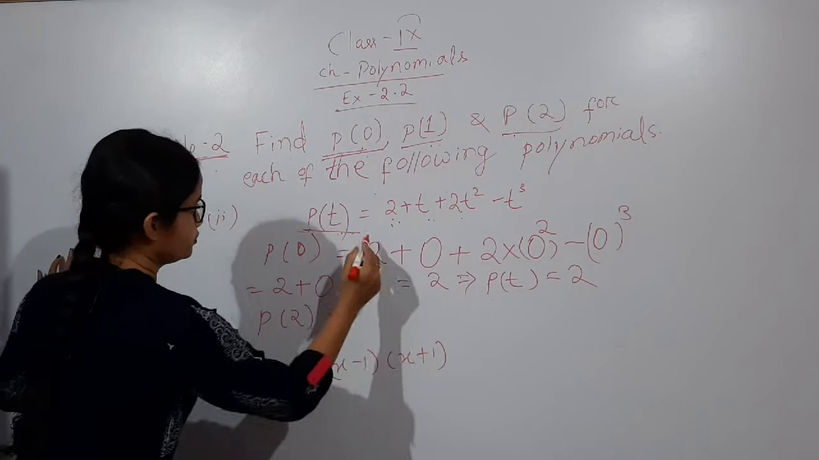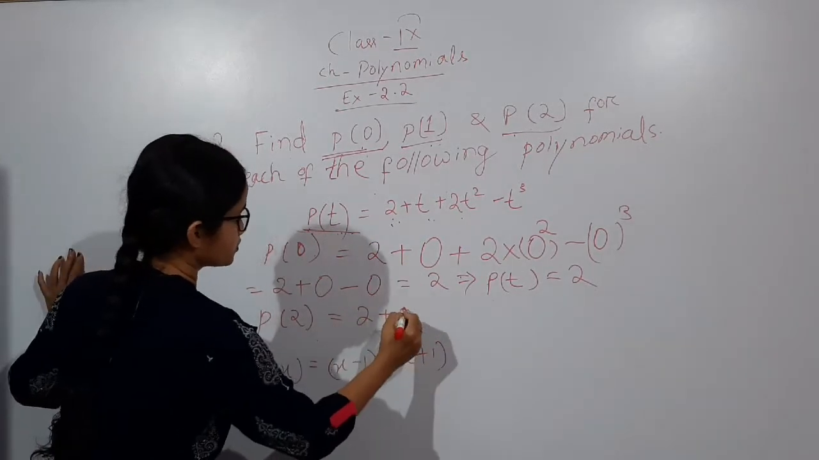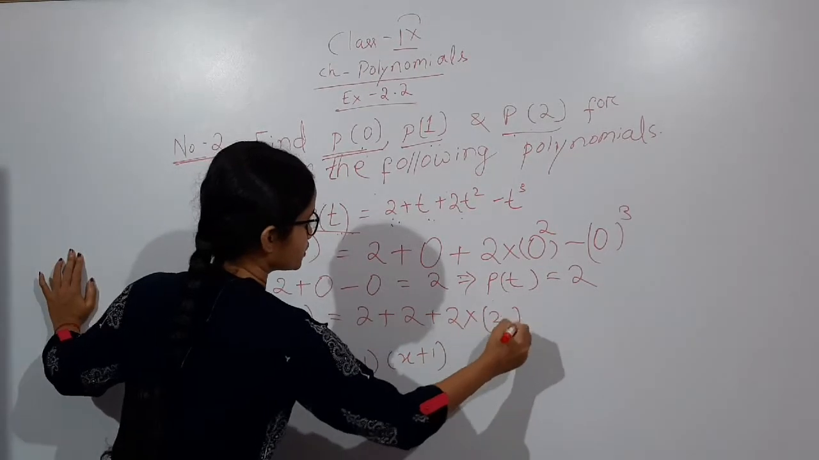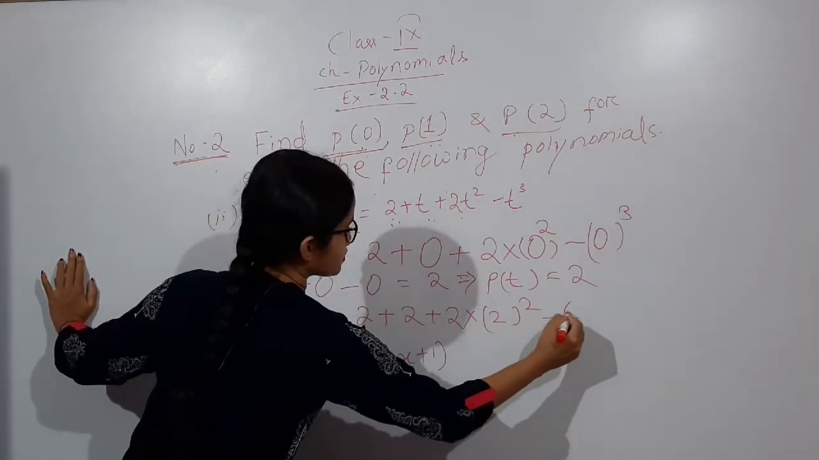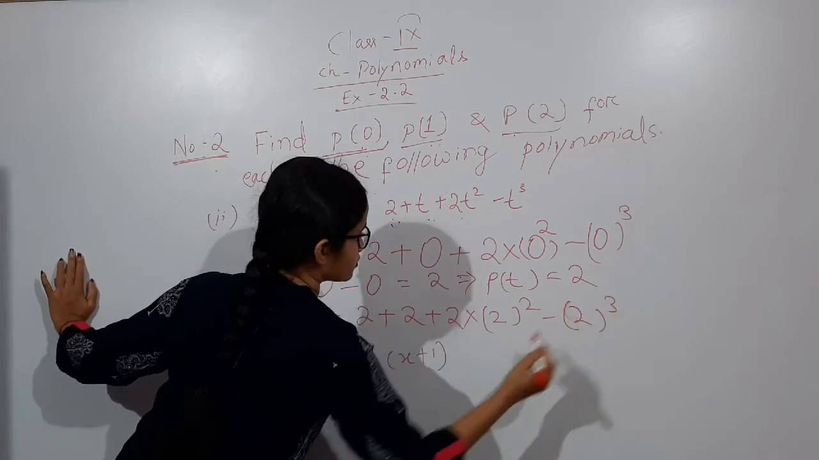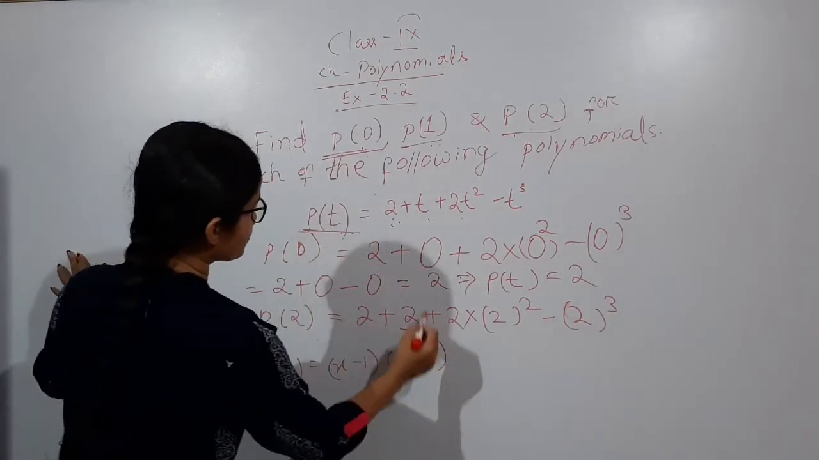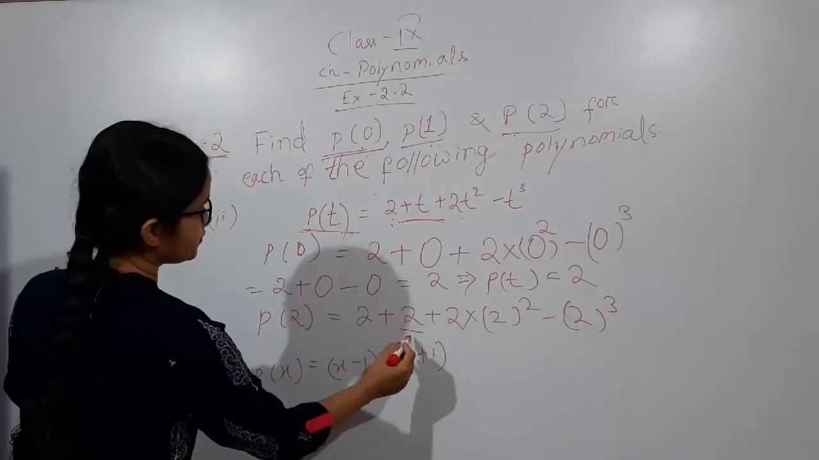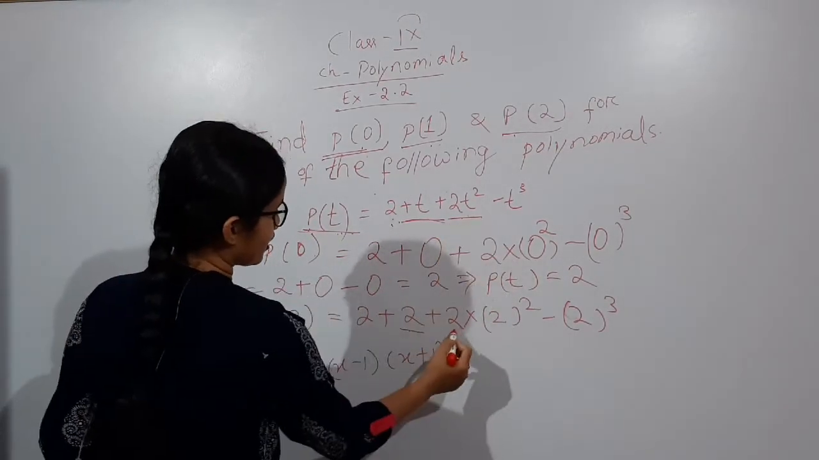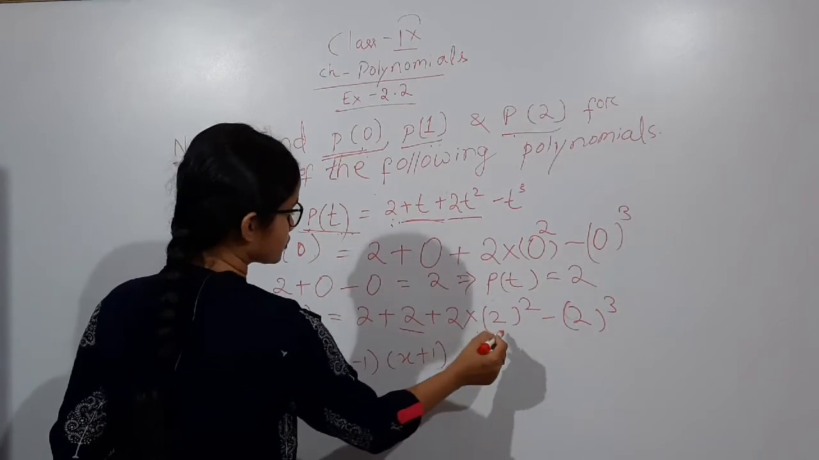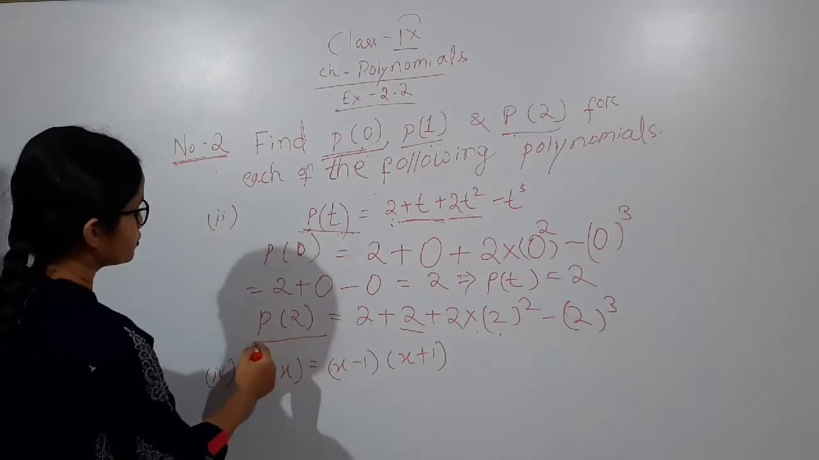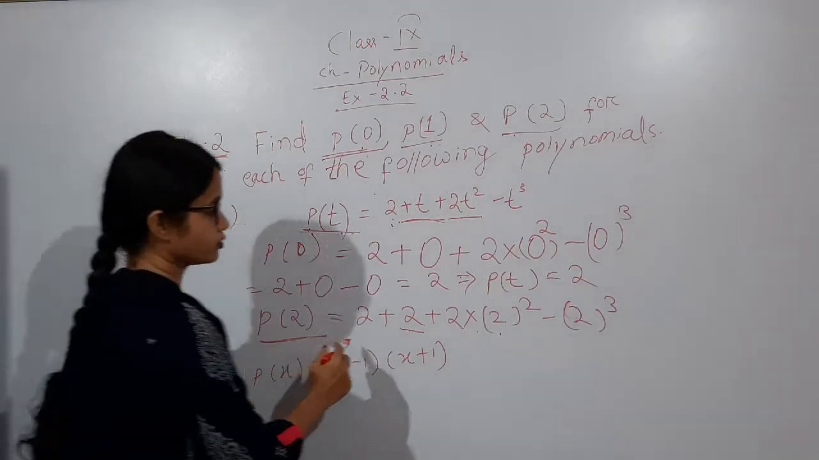P2 is equal to 2 plus 2 plus 2 into 2 to the power 2 minus 2 to the power 3. Okay. Means in place of t, see, in place of t I have put 2. T square, it was 2 into t square, I have written 2 into 2 to the power 2, because here t is equal to 2. We have to take t is equal to 2.